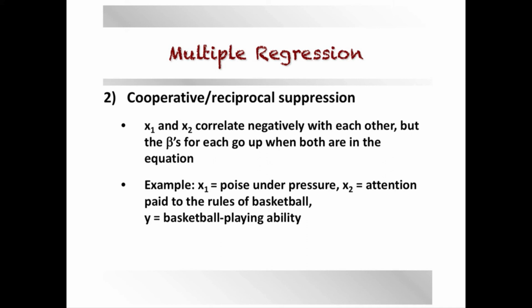But then when you add in the prediction of the dependent variable, poise under pressure becomes more important than it was before. Attention paid to the rules of basketball also becomes more important than it was before, presumably because there is pressure now. So let's say poise under pressure didn't matter at first as much because there was no pressure. Attention paid to the rules of basketball did not matter as much, but then when both of these variables were added in together, they became more important, and the betas went up, despite the fact that the IVs correlate negatively with each other.